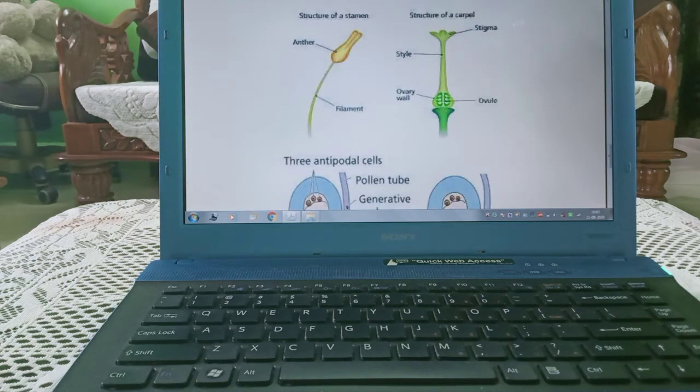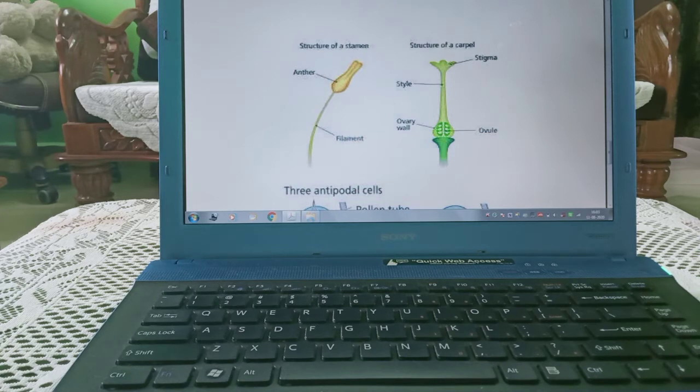This is the structure of the male part, that is stamen, anther and filament. This is the structure of the female part, carpel or pistil or gynoecium. It is divided into three parts, stigma, style and ovary. And inside the ovary, ovules are present.